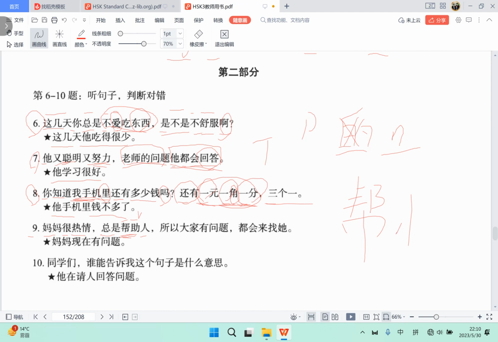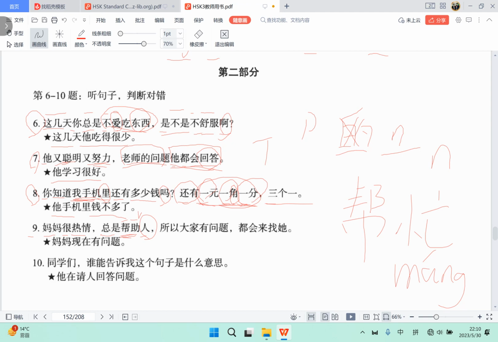So 帮忙, 忙, its pronunciation is 忙. So 忙 is a noun, like a favor. So 帮忙 is to do a favor. 帮助 is to help. So these words are different. The difference is that with 帮助 you can have an object, like to help anyone, to help someone. But 帮忙 is to do a favor.